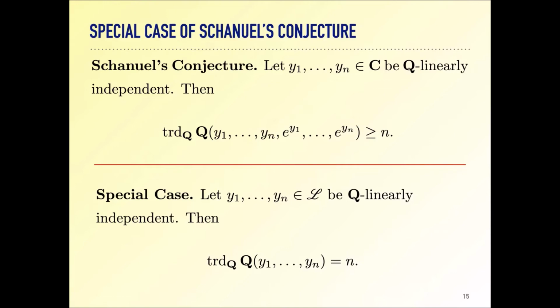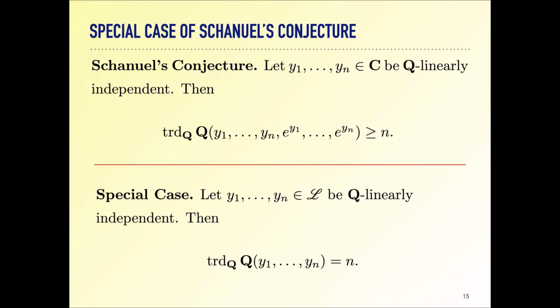Okay, so if the yi's are algebraic, then this is known. This is called the Lindemann-Weierstrass theorem. So then the yi's go away because they're algebraic, and I get that the transcendence degree of the exponentials of n algebraic numbers is n, and that's the known theorem.